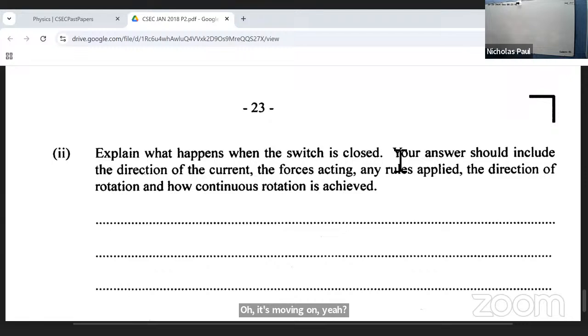How is continuous rotation achieved? You have to tell them 2 things. When the coil is vertical, what happens? Inertia pulls it to the opposite side, so it doesn't stay stationary. And then, what's the part of the motor that allows it to turn continuously? The split ring. Because of the split ring, it turns continuously since it experiences the same force on the left side and the same force on the right side. And you're good to go, 9 marks.